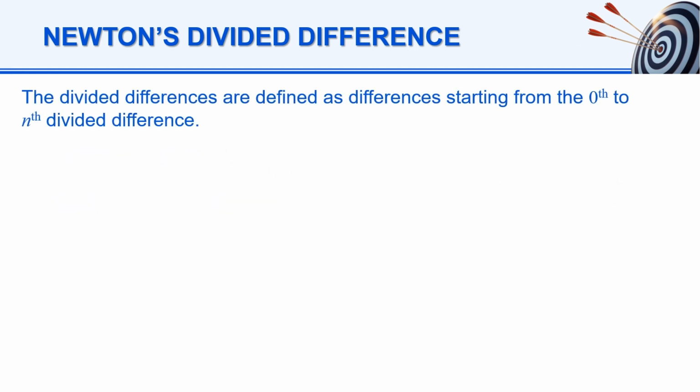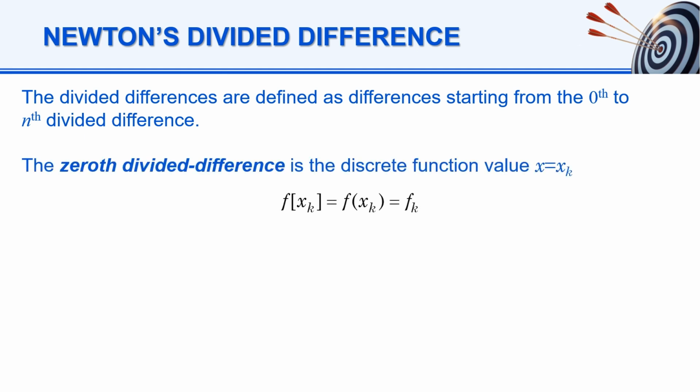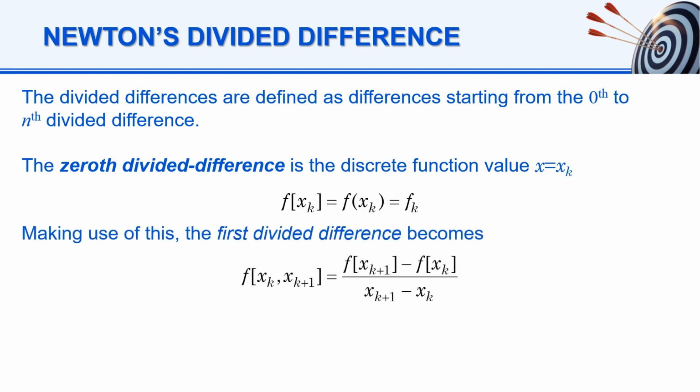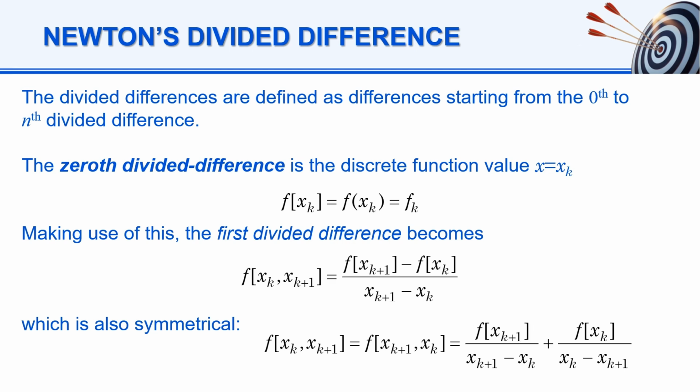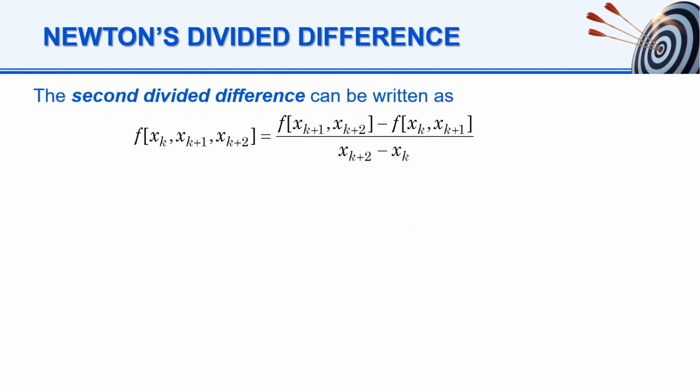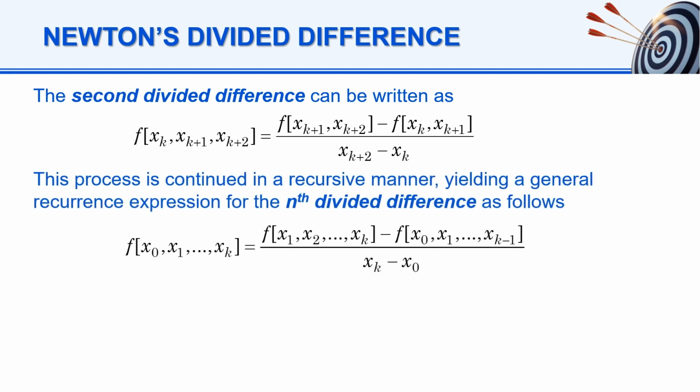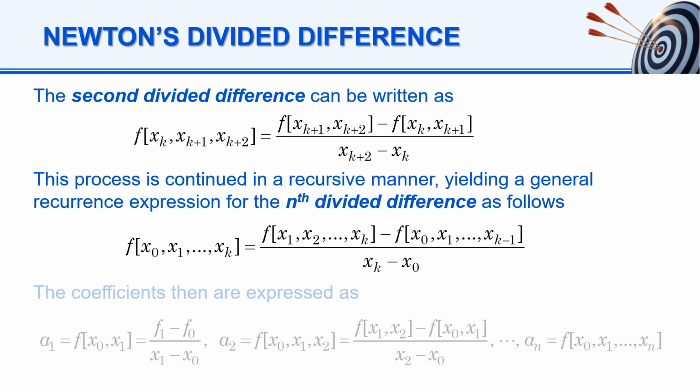The divided differences are defined as differences starting from the zeroth to the nth divided difference. The zeroth divided difference is the discrete function value at x equals xk. Making use of this expression, the first divided difference can be expressed as follows, which is also symmetrical. The second divided difference can be written as follows. This process is continued in a recursive manner, yielding a general recurrence expression for the nth divided difference as follows. The coefficients then are expressed as shown.